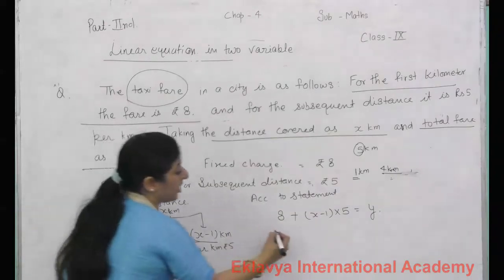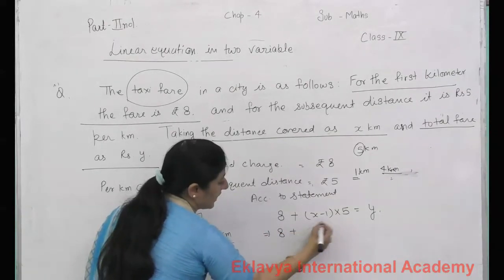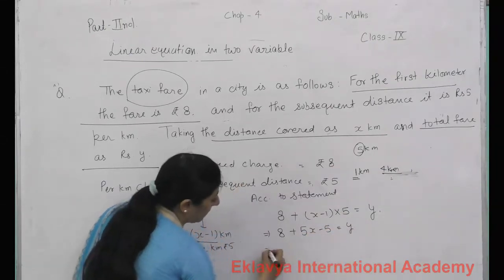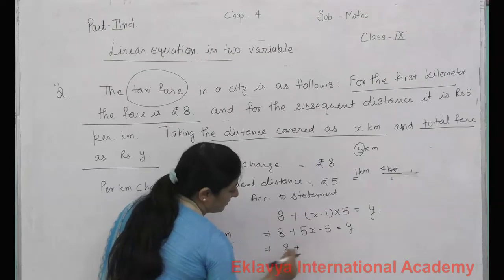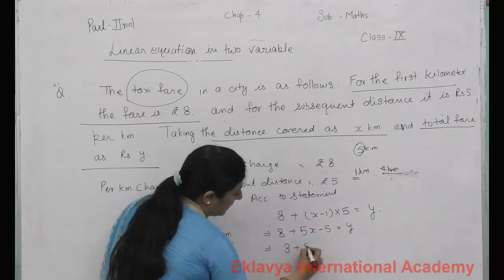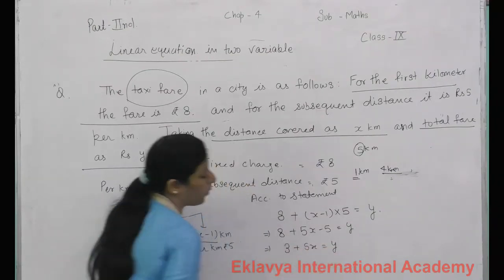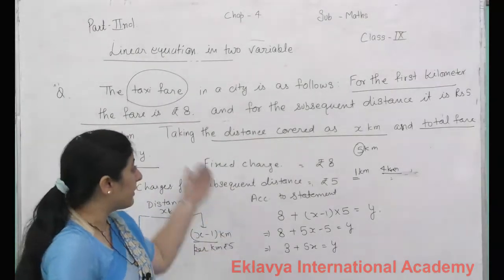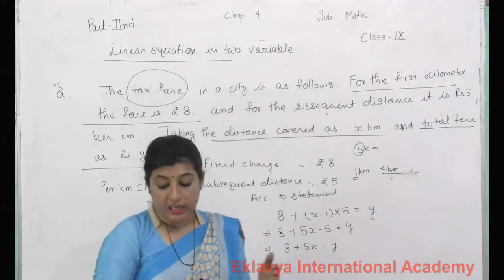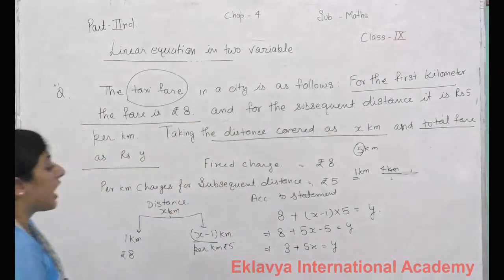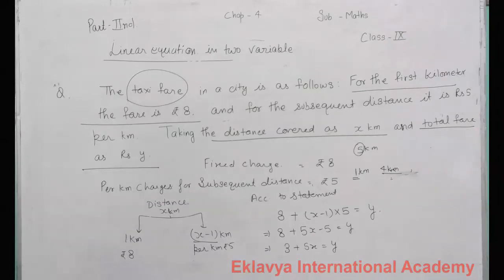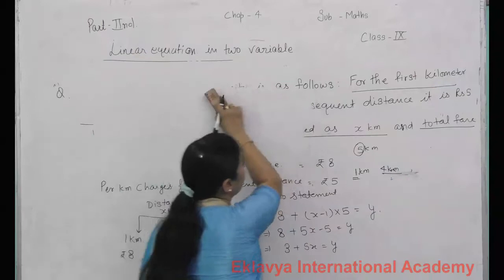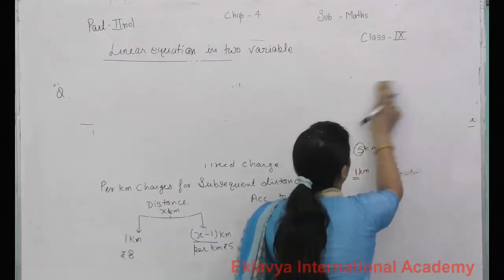This time we make our linear equation in two variables. Now multiplying, 5x minus 5 plus 8 is equal to y, so 3 plus 5x is equal to y. This is our linear equation in two variables for the given statement. Now for this equation, how to draw the graph? Similarly, firstly we find solutions for it, then we will draw the graph.